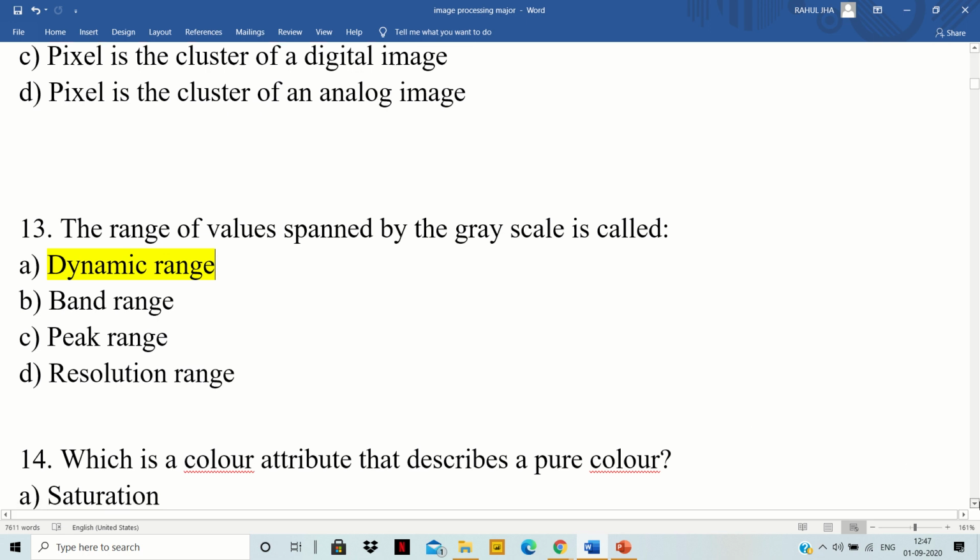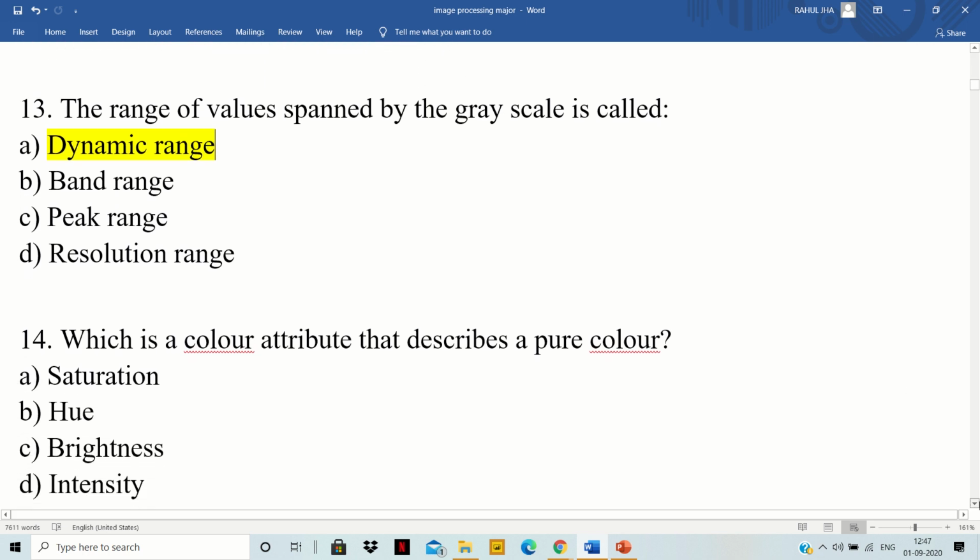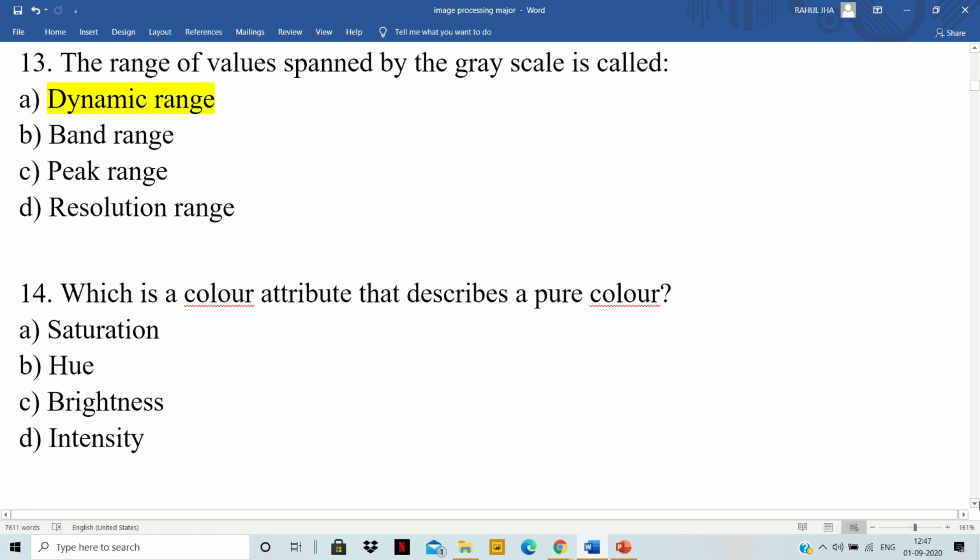Okay. Next question. Which is a color attribute that describes a pure color? Our options are A. Saturation, B. Hue, C. Brightness, and D. Intensity. Color attribute that describes a pure color. So it is hue, which is option B.